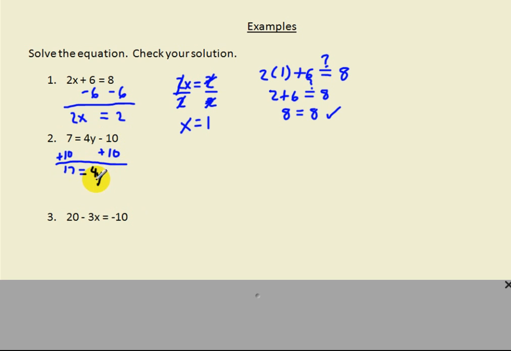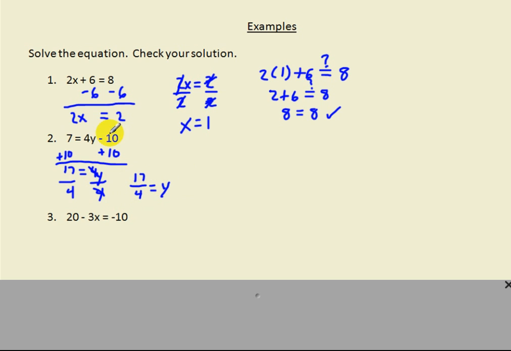Okay, so now we have a multiplication by 4. We're going to undo that by dividing by 4. So the 4's will cancel on the right hand side, and on the left hand side we simply have 17 fourths, which is just fine the way it is. Really hope you get comfortable working with fractions here, even if it's an improper fraction, no problem.